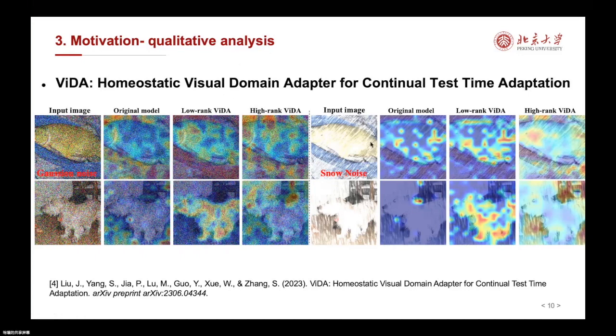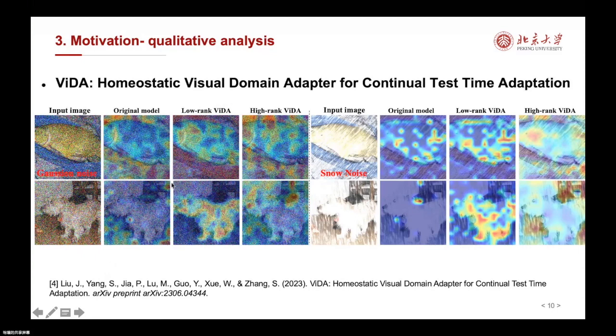Conversely, the high-rank ViDA exhibits an inverse pattern, as illustrated in the figure. It allocates more attention to locations characterized by substantial domain shift, encompassing the entirety of the input images. This behavior aligns with the high-rank branch's tendency to fit global information and extract domain-specific knowledge from the target domain data. In conclusion, the structure of low-rank ViDA reduces feature redundancy, which leads to an underfit state during CTTA.